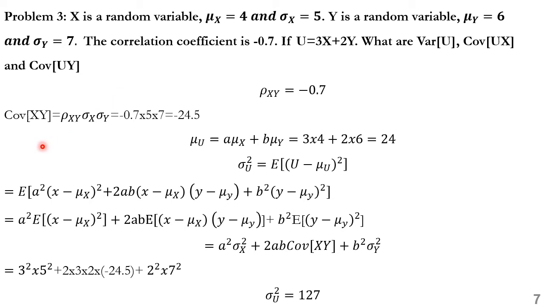And let us try to find out covariance of xy, that is given by rho xy into sigma x into sigma y, that is -0.7 into 5 into 7, that is -24.5. So we can find out mu u, that is equal to a into mu x plus b into mu y.